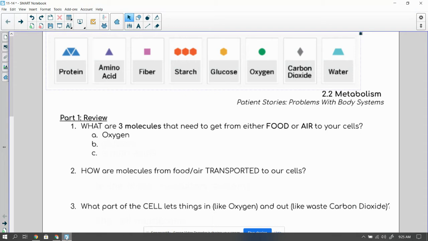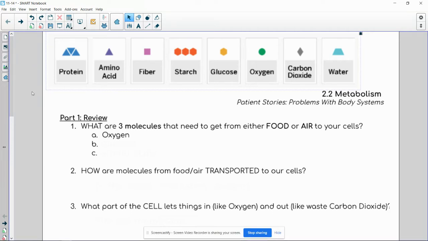This says to start in the review, what are 3 molecules that need to get from either food or air to your cells? This just goes back to the simulator where we talked about these 8 different molecules. The ones I put on here, which are going to come up a lot today in this assignment, are oxygen and glucose, which, as you guys know, glucose together will build starch molecules. And then amino acids are 3 molecules that we get from either the food or the air that need to get to our cells. The glucose and the amino acids come from food.